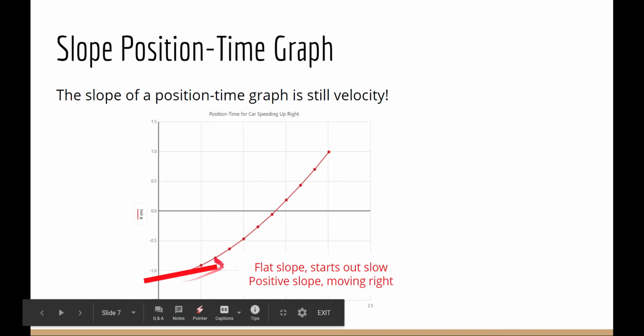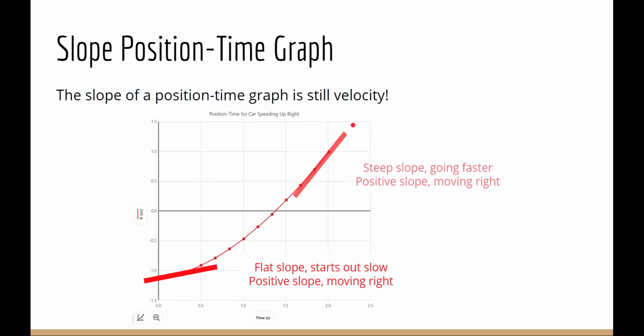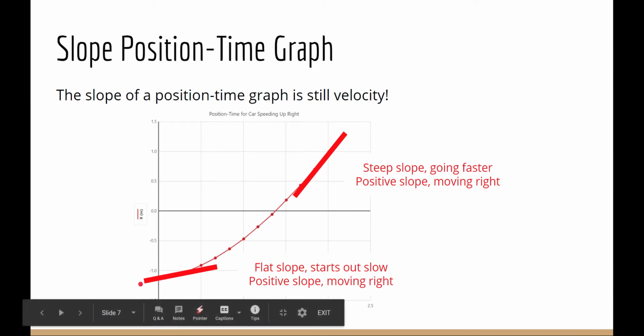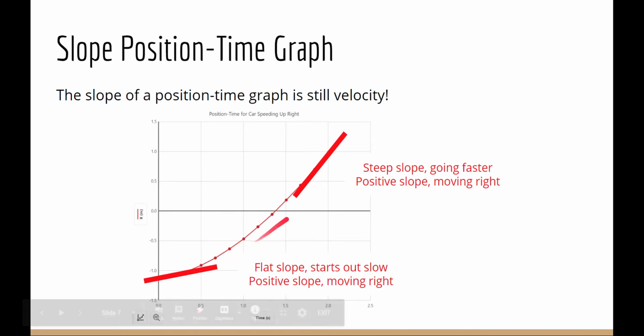So that means, remember last unit, it starts out with a flat slope. That means it's moving slowly, and positive means it's moving to the right. If we look at the end here, now our slope is steeper and it's still positive. So steeper means it's moving faster, still positive means it's still moving to the right. So in this graph, our object starts out slow because we have a flat slope, and the slope generally gets steeper as time goes on. So that means that it's getting faster.